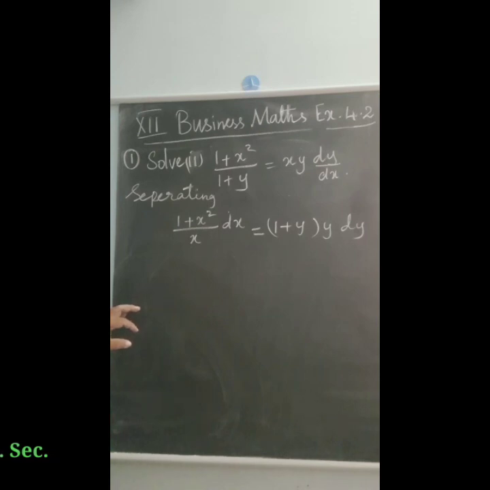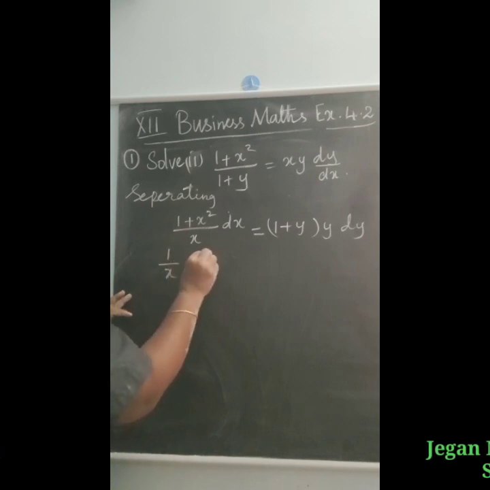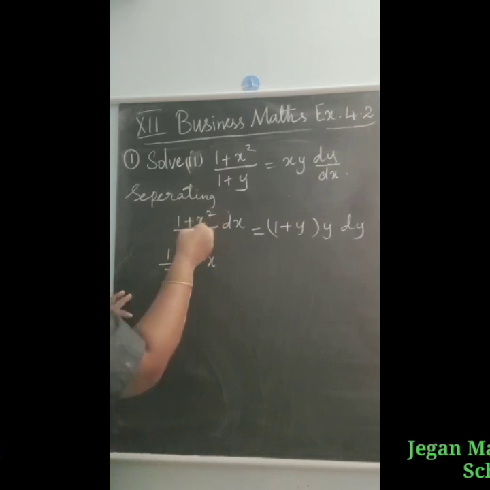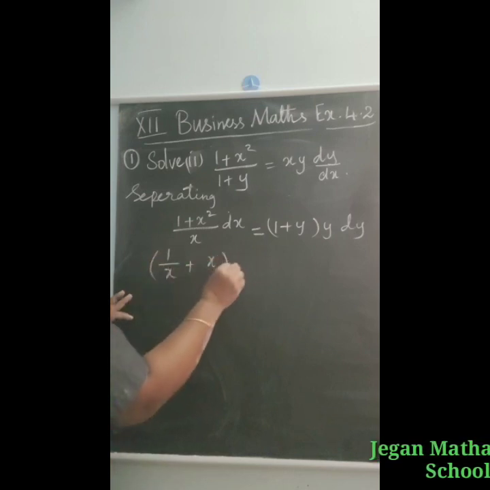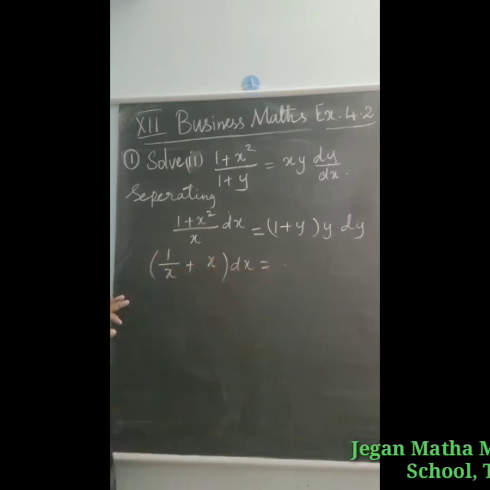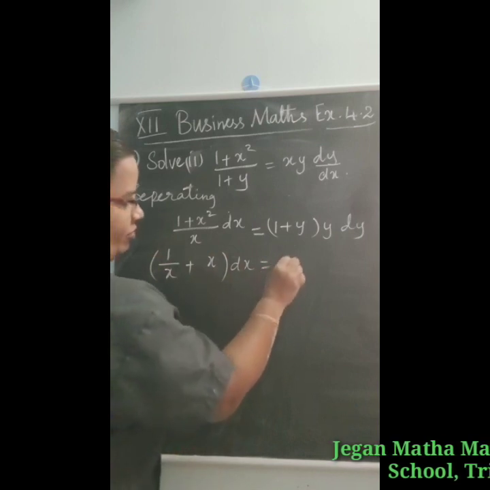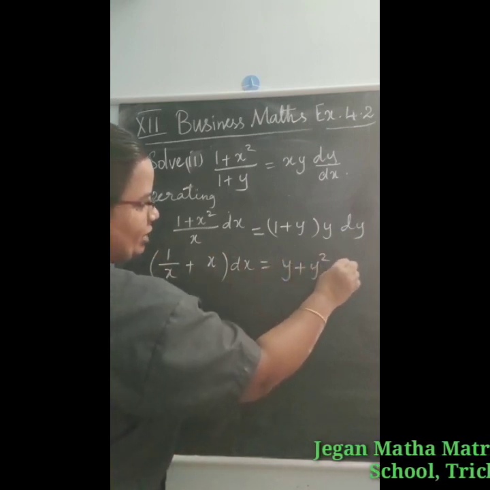Now we have to divide this by x. So 1 by x plus x squared by x, one x cancels, so 1 by x plus x into dx is equal to, multiplying this, we will get y plus y squared into dy.